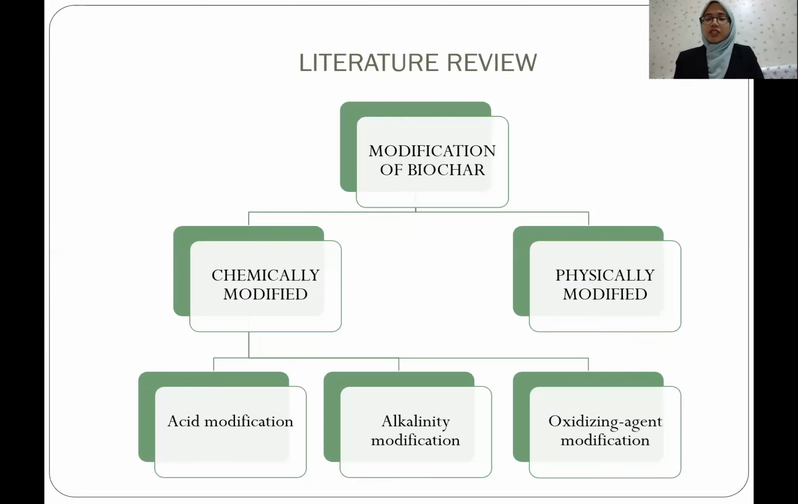For the literature review that I have done on the modification of the biochar, it was divided into two parts, which are chemically modified and physically modified. The chemically modified biochar was divided into three parts, which are acid modification, alkalinity modification, and also oxidizing agent modification.